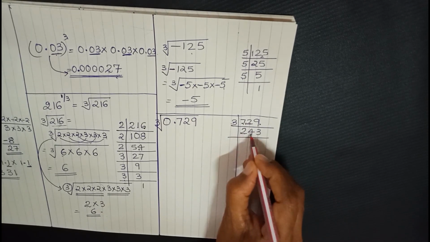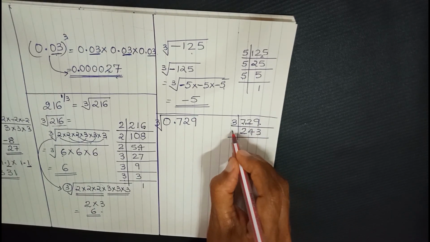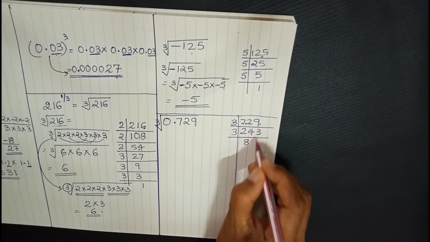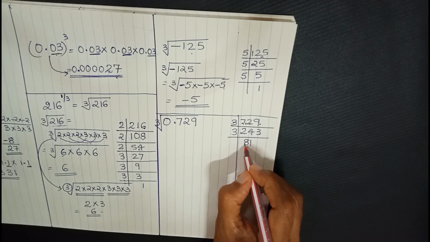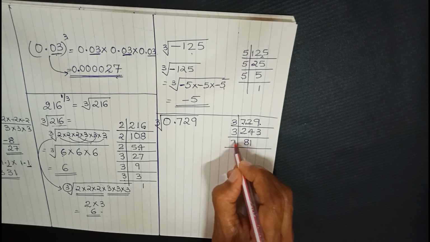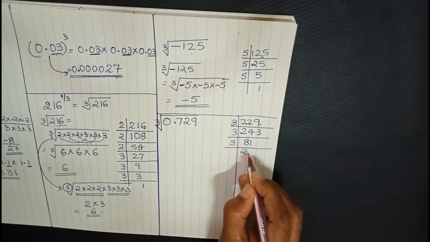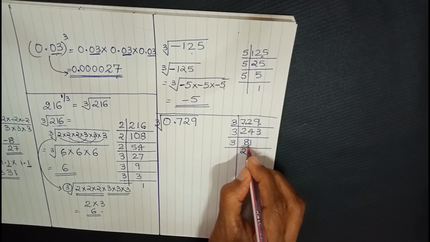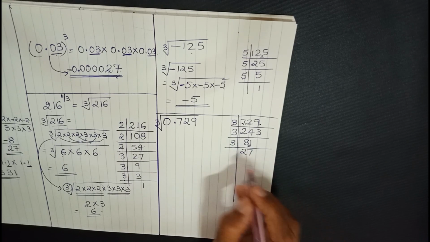Again 2 plus 4 is 6. 6 plus 3 is 9. So again it will be divisible by 3. 3 eights are 24 and 3 ones are 3. Again 8 plus 1 is 9, again divisible by 3. 3 twos are 6. 3 twos are 6. 2 remains. So 21. So 3 sevens are 21.